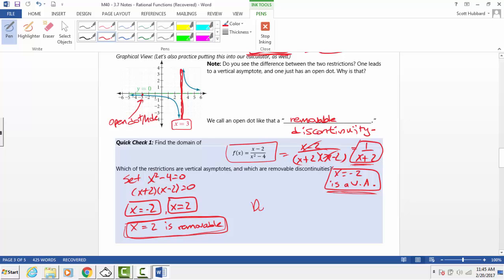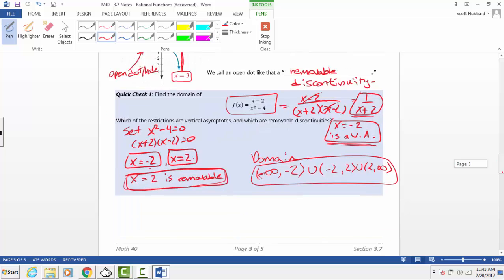And just to get practice with domain again, it would just be all numbers except these two numbers, negative 2 and 2. I didn't ask you to do this, but just to give you more practice. The domain then would be negative infinity to negative 2, union, negative 2 to 2, union 2 to infinity.